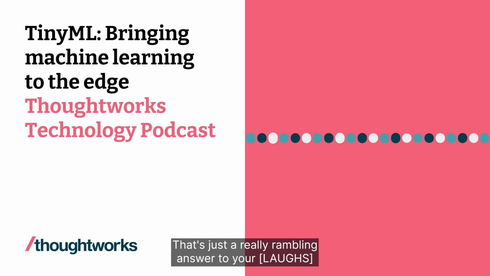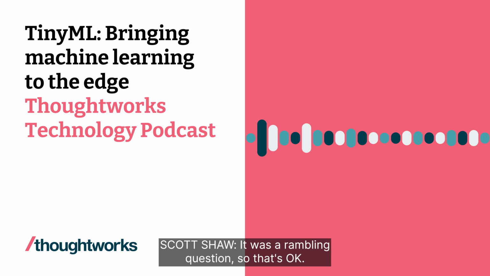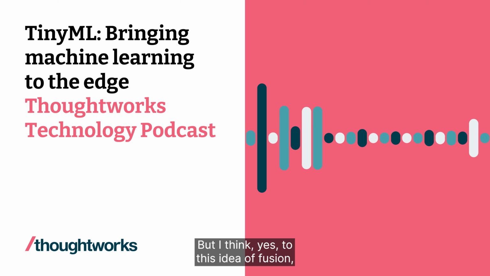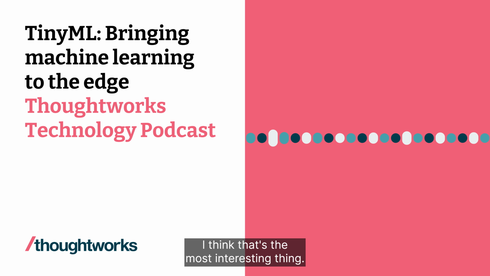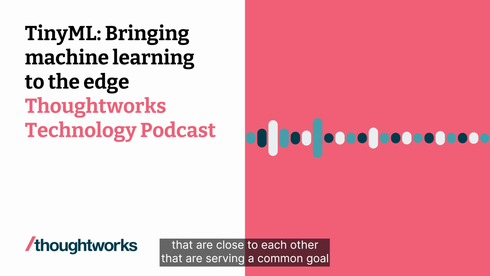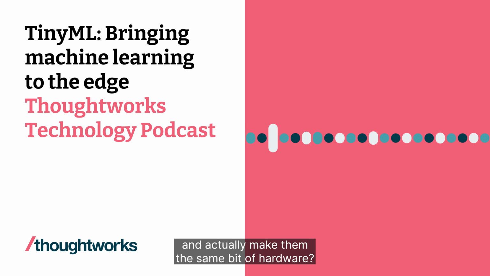So that's just a really rambling answer to your question, Scott. But it was a rambling question, so that's okay. Yeah, but I think, yes, to this idea of fusion, I think that's the most interesting thing. How do you find two bits of hardware that are close to each other, that are serving a common goal, and actually make them the same bit of hardware?